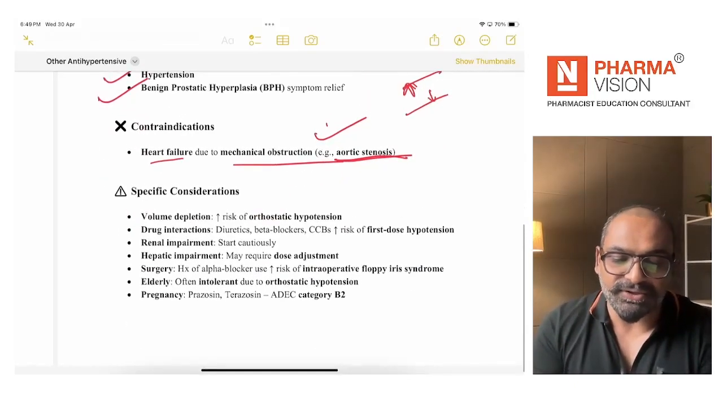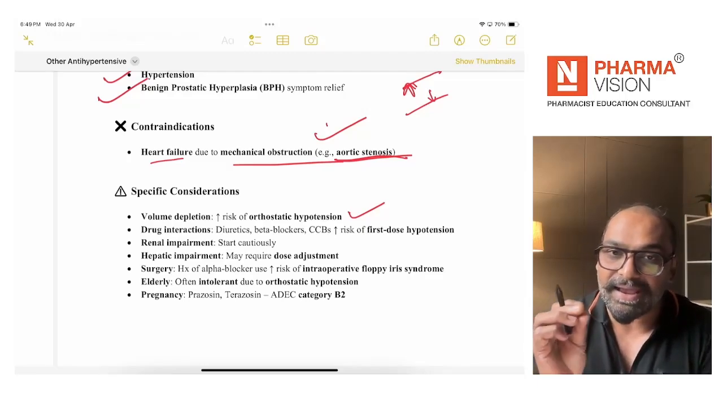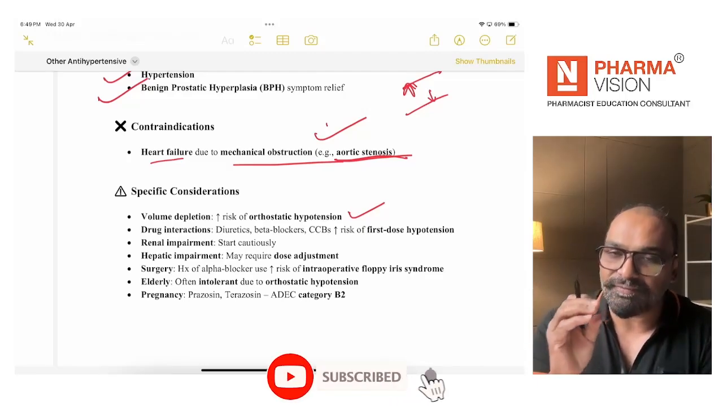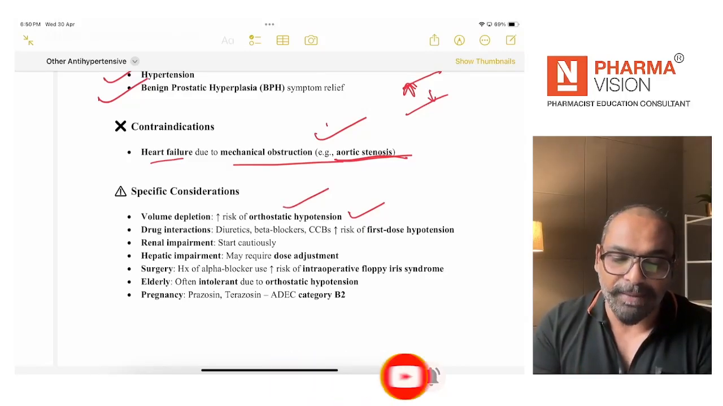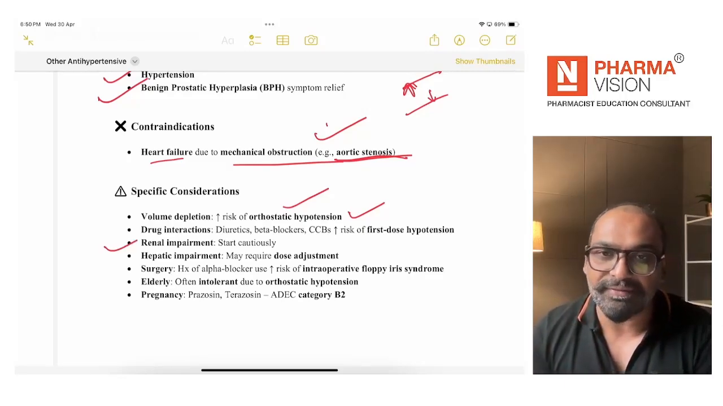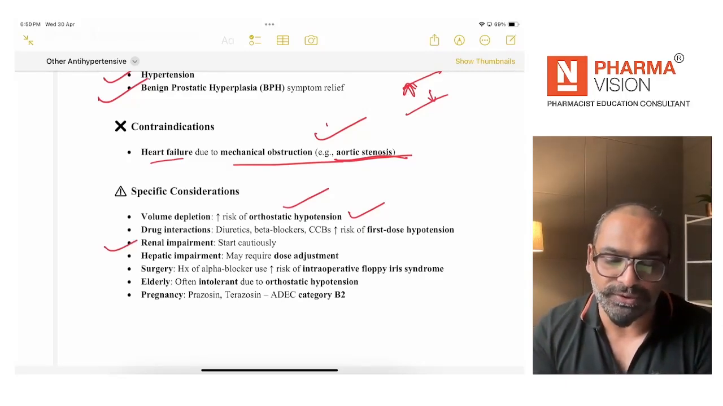Specific contraindication: volume depletion. If the patient is already volume depleted and we give vasodilatory medications, that can significantly cause orthostatic hypotension, and renal impairment is also associated with such situations.